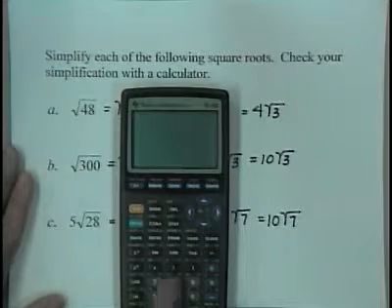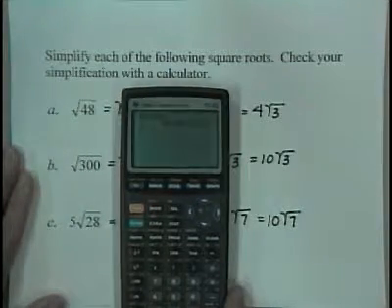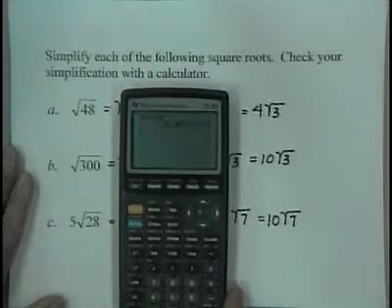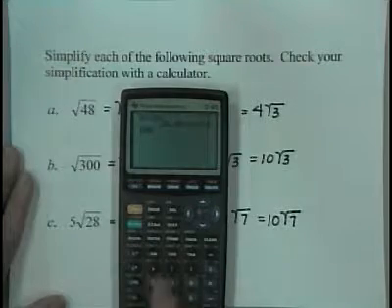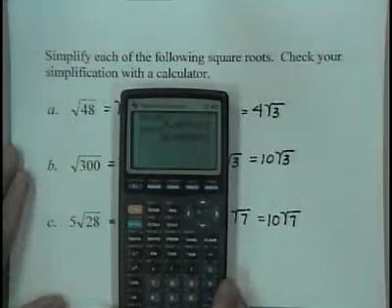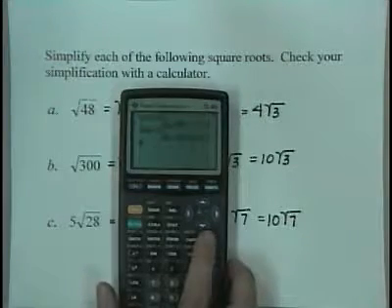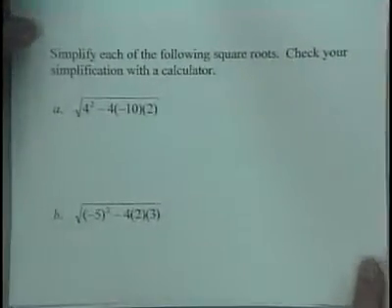Let's clear that and check our third. We have 5 square roots of 28, and that's about 26.4575 and so forth. Now 10 square roots of 7, and that's the same decimal. So that checks also. Let's look at a couple other simplification problems involving square roots.